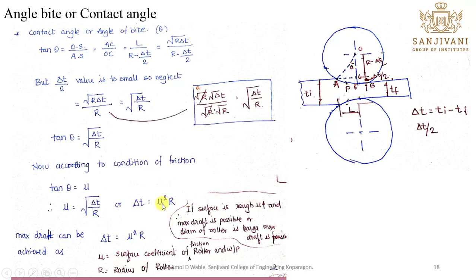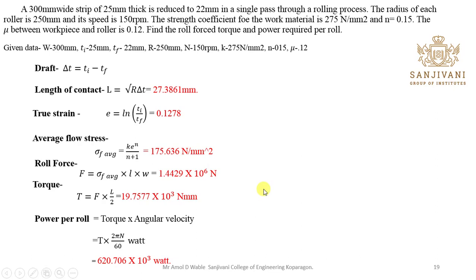So by this we get the angle of the draft, delta t. So let us see a numerical related to this concept. Here a 300 mm wide strip of 25 mm thickness is reduced to 22 mm. So the initial thickness is 25 mm, the final thickness is 22 mm, in a single pass through a rolling process. So this is a single pass.